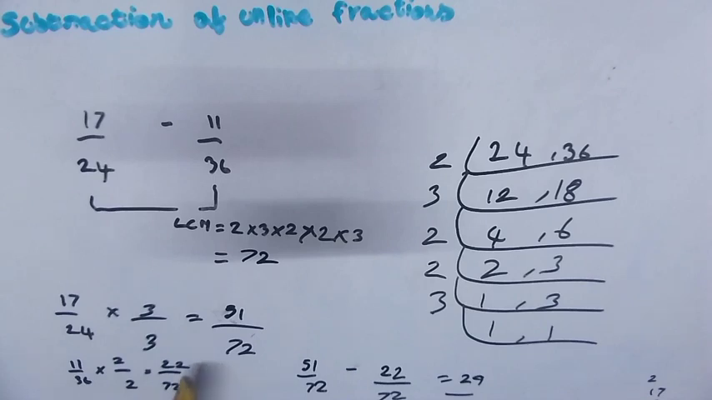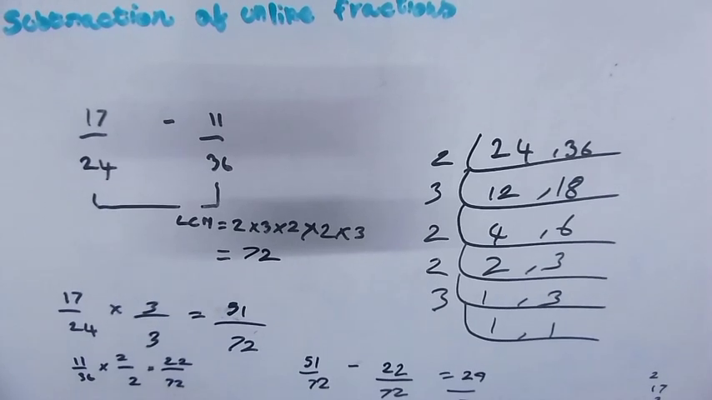So now we have two like fractions to subtract, 51 by 72 and 22 by 72. I've written the fractions here and I found the result. You have to be careful with a step. In addition of like fractions, at this step we used to add the fractions, and in this step we are subtracting two fractions. Thank you.